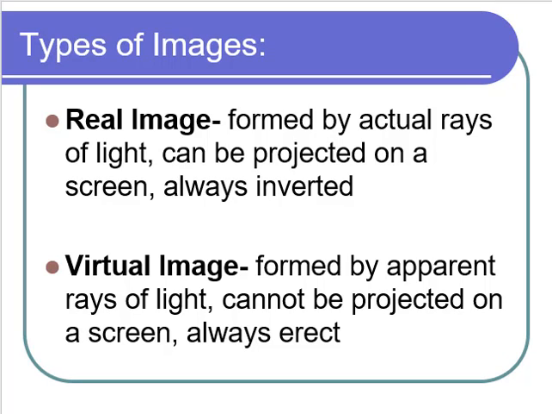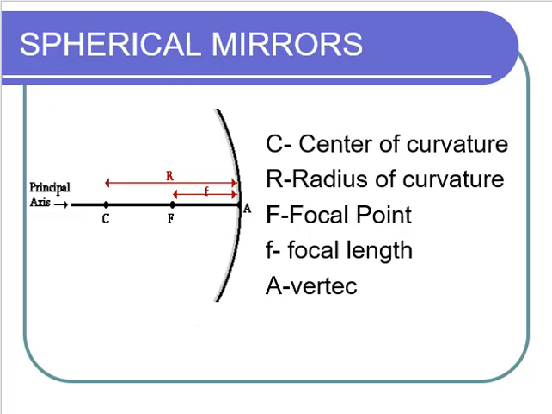We have two types of images. We have real image and virtual image. When we say real image, these are formed by actual rays. Maybe later I can show you a video of a real image. It's formed by actual rays. It can be projected on a screen and it's always inverted. Okay? And a virtual image is formed by apparent rays of light, not the actual rays of light but the extension of the rays of light, and cannot be projected on a screen, and it's always upright or erect.